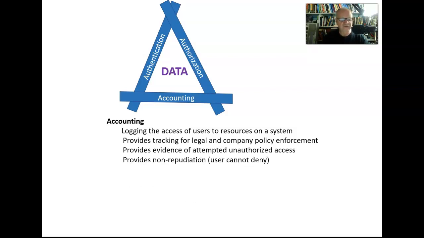It provides non-repudiation. If I have good logs of what happens on the system, you can't deny that you did something, that you accessed a system that maybe you were not supposed to be accessing. So that's accounting, and it has to do with logging of events.